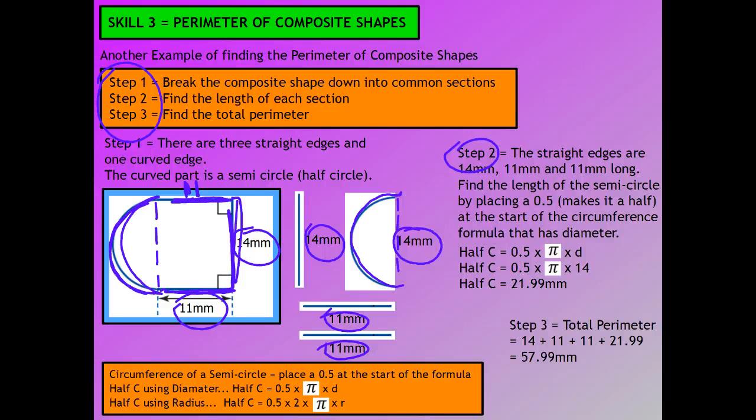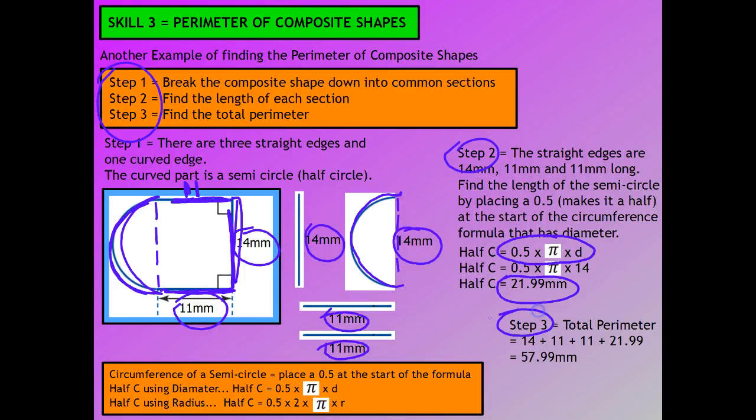If it's only a semicircle, that's half a circle. All right, and a way of expressing half is 0.5. So we're going to put 0.5 at the start of our circumference formula. We're using the diameter, so we're going to do 0.5 times pi times diameter. That brings 0.5 times pi times 14, which gives 21.99 millimeters.